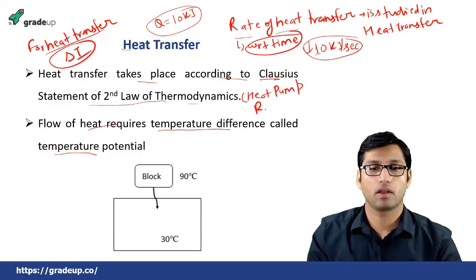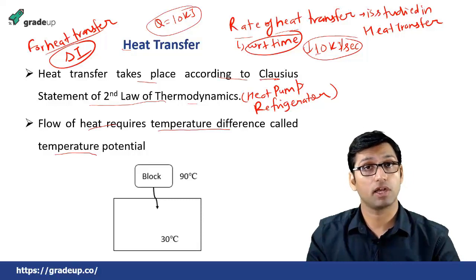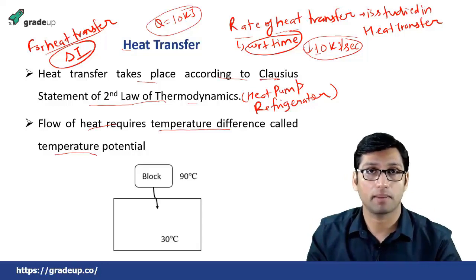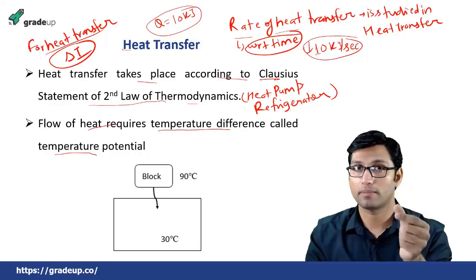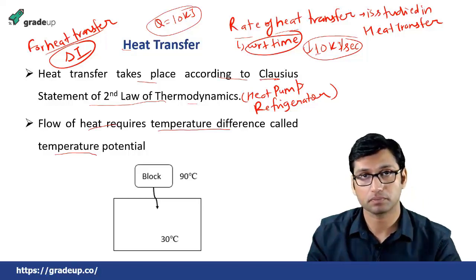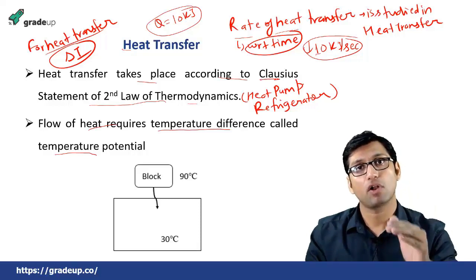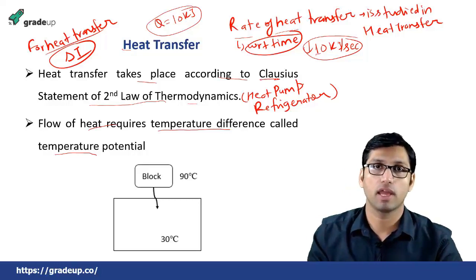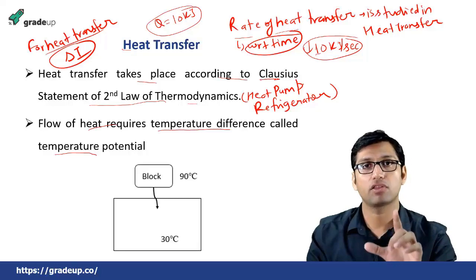In that we studied that it is not possible to transfer heat from a low temperature device to a high temperature device unless some external work is applied. To transfer heat from a low temperature device to a high temperature device we require some work. But what happens naturally is that heat transfer always takes place from a high temperature source to a low temperature source, and for that we don't require any work, only a temperature difference.